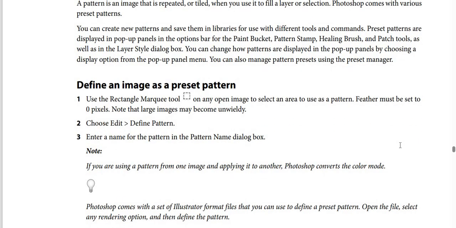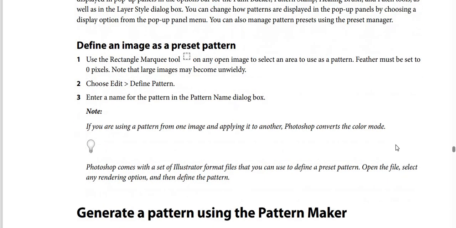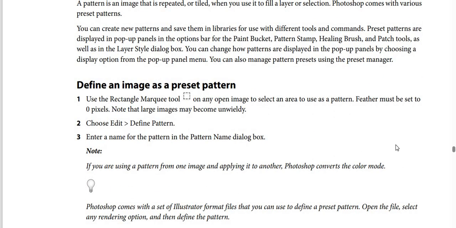How to define an image as a preset pattern? We have steps here now. Step number 1. You can use the Rectangle Marquee tool on any open image to select an area to use as a pattern. And feather must be set to 0 pixels. And note that large images may become unwieldy, by the way. And step number 2.